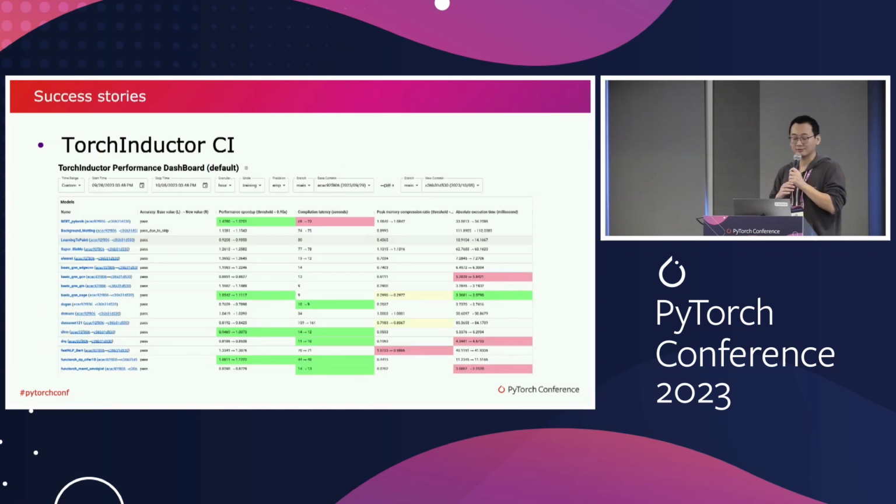We have some successful stories of TorchBench customers. The most important one is the Torch Inductor or PyTorch 2 CI. They will run TorchBench models, I think both nightly and at dev level, and they will publish the results on the PyTorch HUD dashboard every day. You can see there are neutral results, and green ones mean there's speedup, and red ones mean there are regressions.